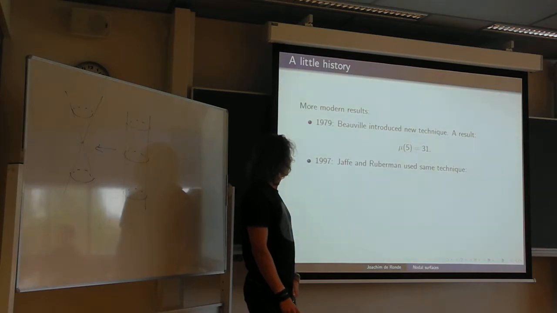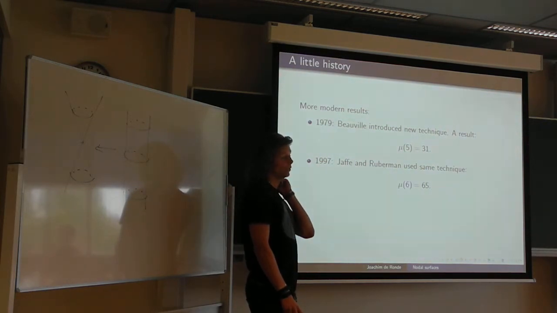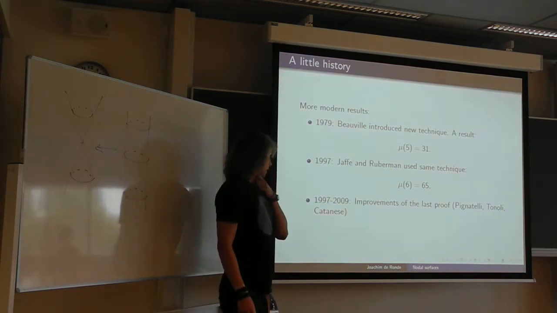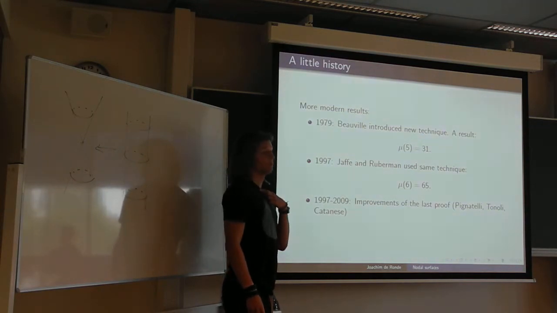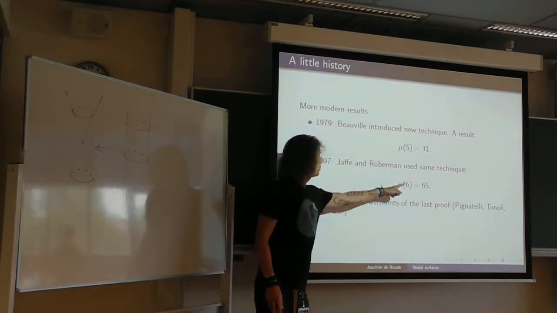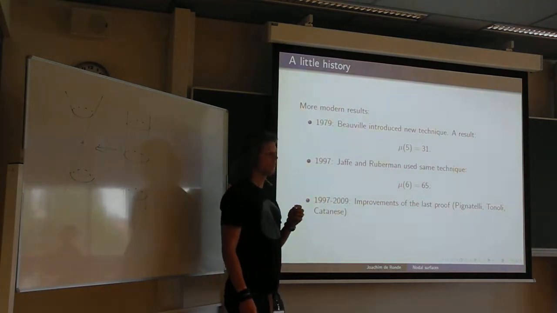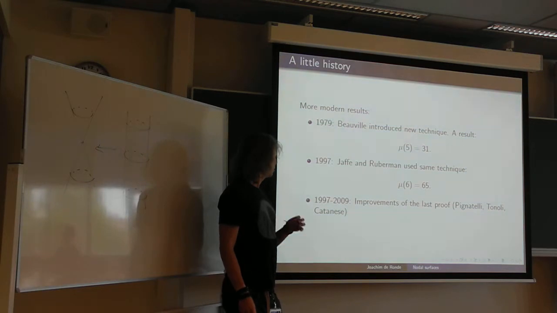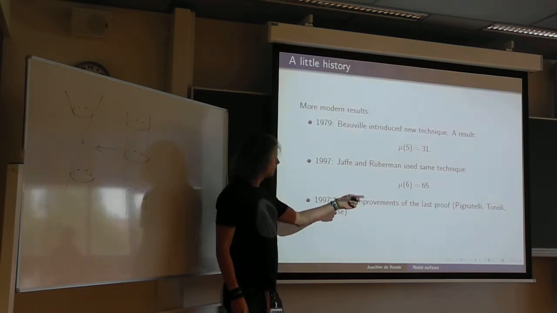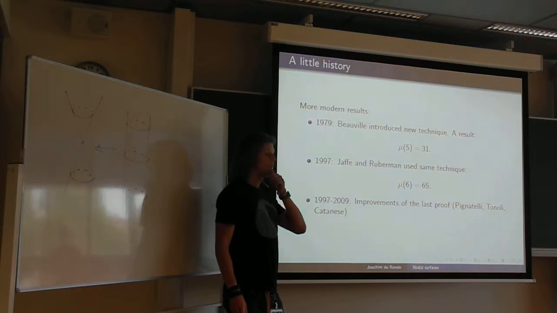The same technique, although way more difficult to apply in this case, was used in 1997 by Jaffe and Ruberman to prove the following equality. A sextic surface has at most 65 nodes, and this bound is sharp, as there is a sextic surface with 65 nodes. Up to now, there's been some new work, but it's been mainly improvements of existing proofs. The most notable point is that this proof uses computer calculations, which is somewhat not desirable, while the modern version of the proof, especially the parts written by Pignatelli and Tonoli, does not use computers at all. It's really nice.